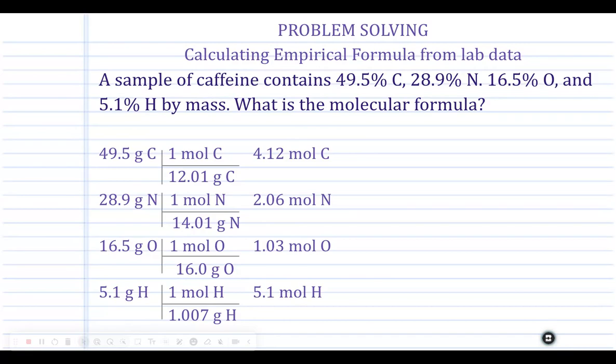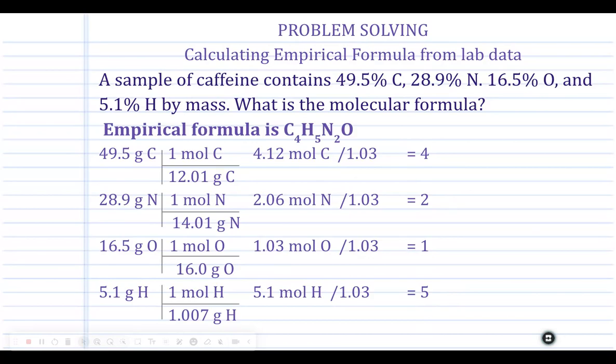So what we have to do is divide by the smallest, and that'll help us get these into whole number ratios, right? Since 1.03 is our lowest number of moles, I'm going to divide every single one of these by 1.03. When I do that, I get 4, 2, 1, and 5. Boom. Whole numbers. They're beautiful. I love it. These are now the subscripts for my empirical formula. So my empirical formula for caffeine is C4H5N2O. Right, that is my empirical formula.